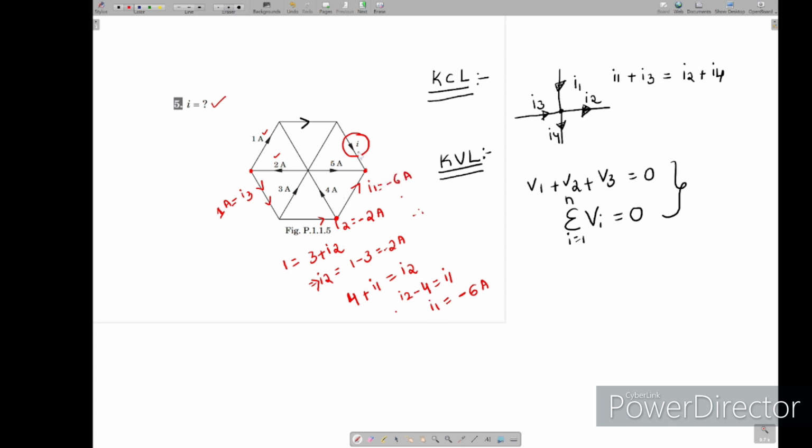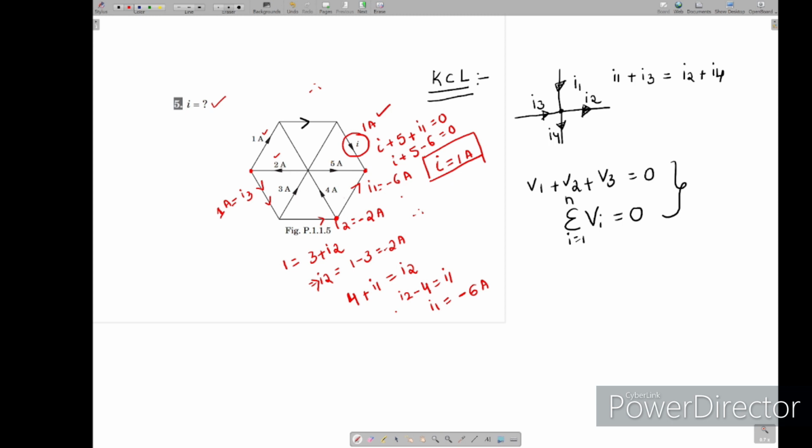So finally we arrive at this point. I entering, 5 amps entering, I1 entering, all entering. So at this time I plus 5 plus I1 equals 0. So I plus 5 plus minus 6 equals 0. Correct? Entering, yes. So we have I equal to 6 minus 6 plus 5 equals minus 1. It comes as 1 amp. So the answer to this question is 1 amp. This is the correct answer.